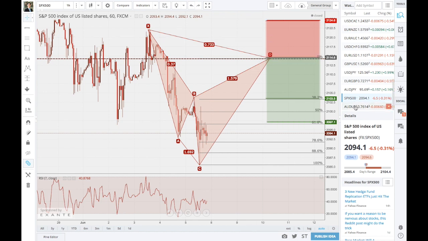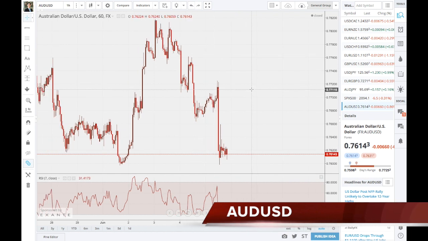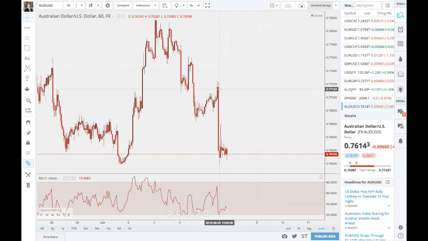The last pair that I want to go through in this video is the Aussie dollar. From this chart itself, you can see this huge bearish candle. This was due to last Friday's NFP US data release. The data was really positive, and that pushes the whole Aussie pair down, mainly due to the US strength.